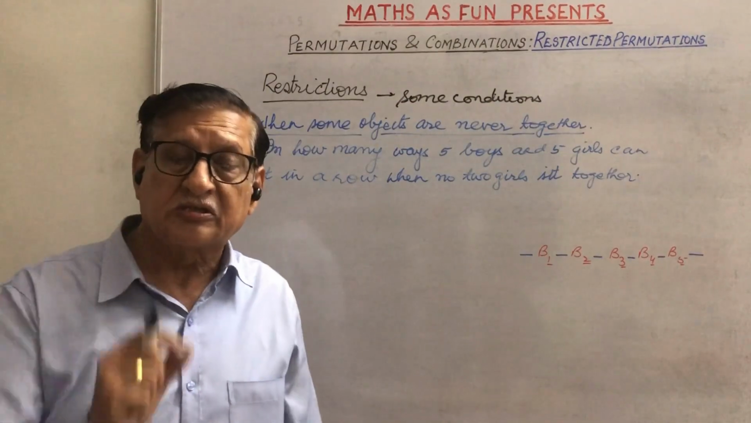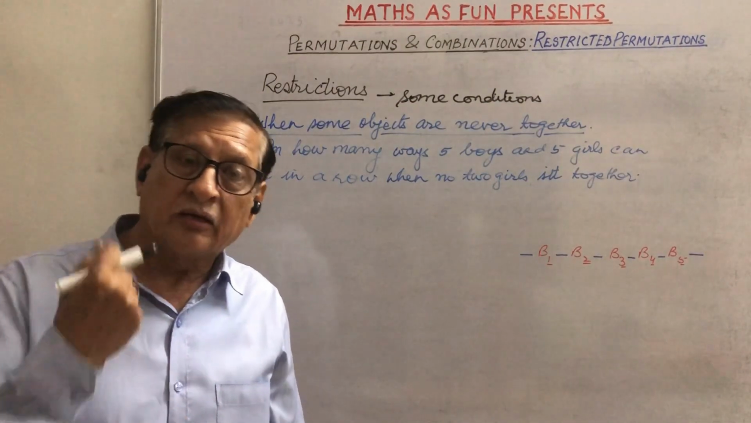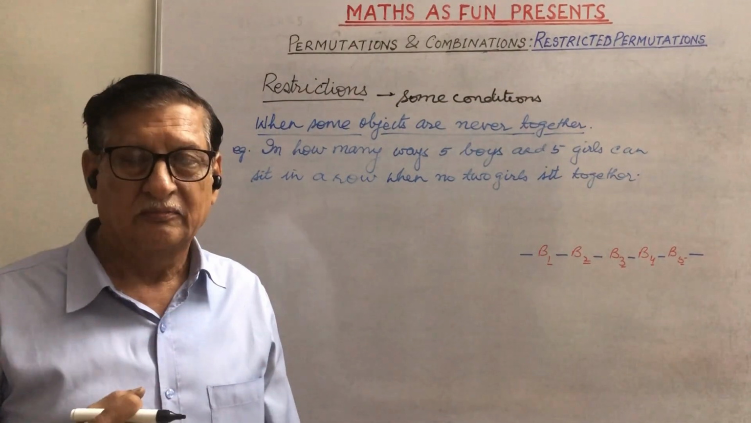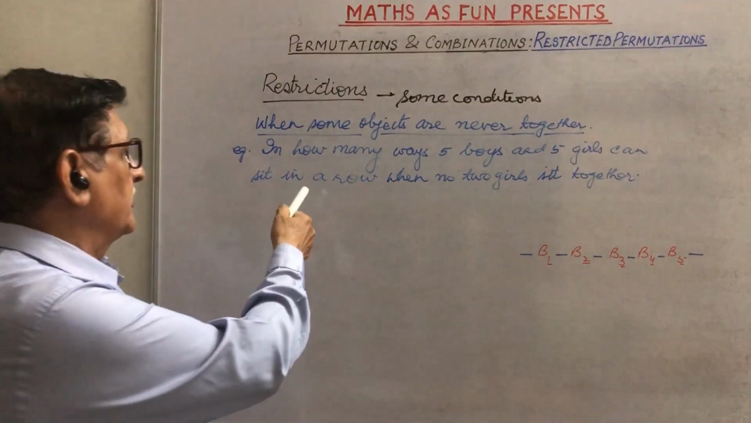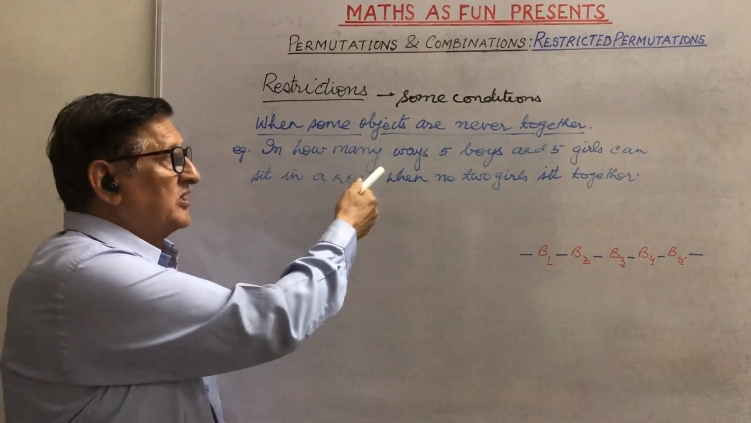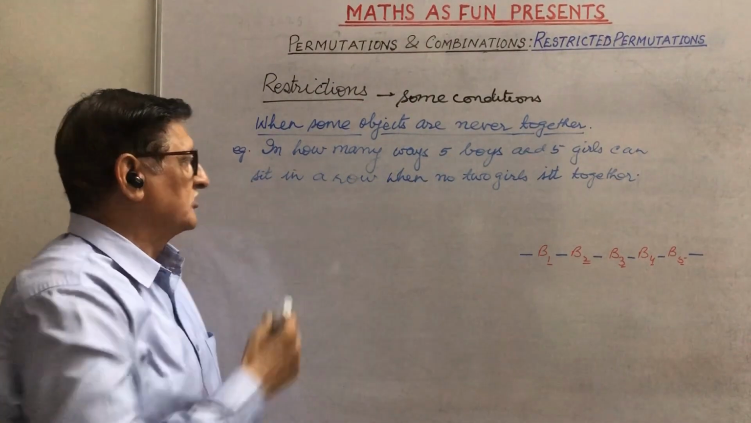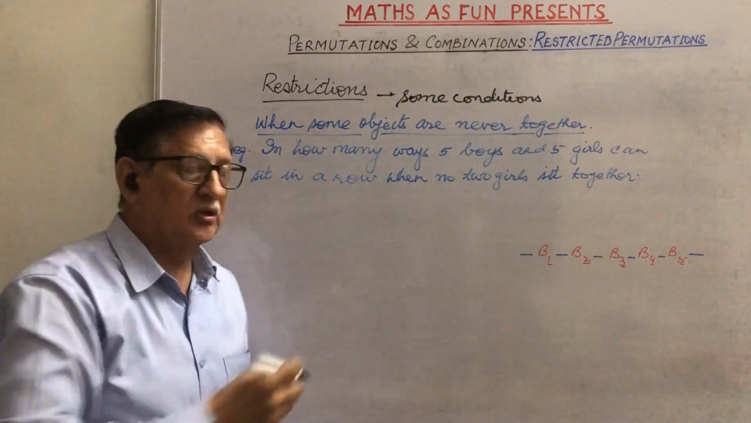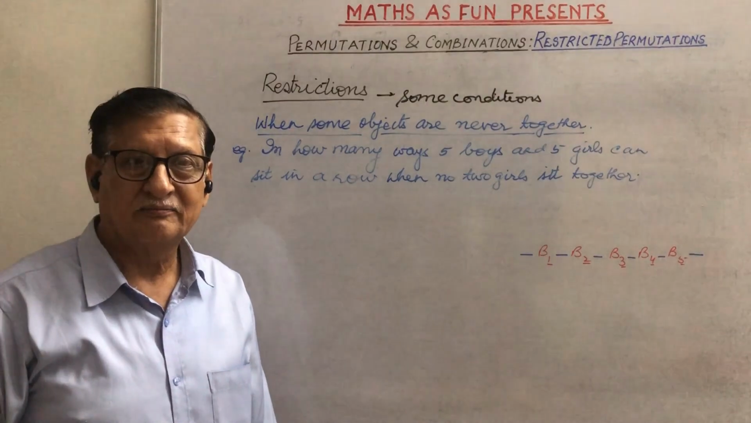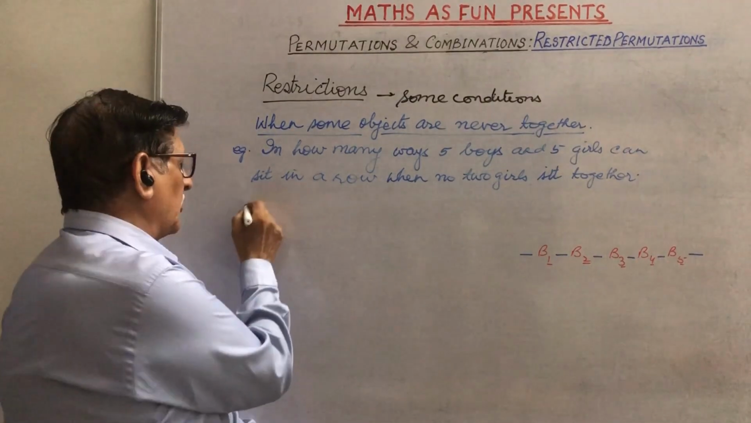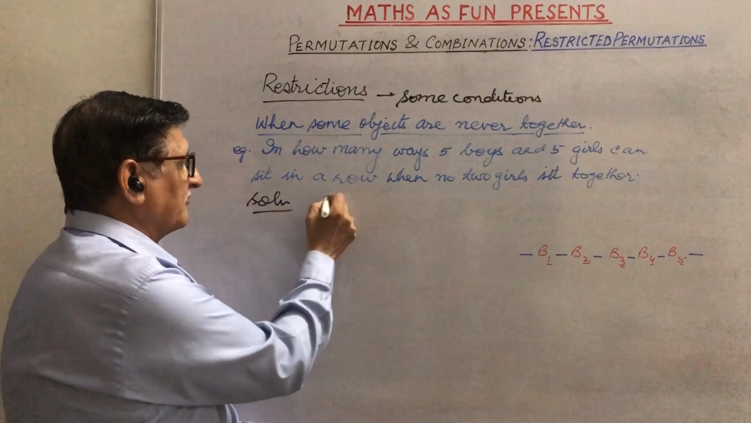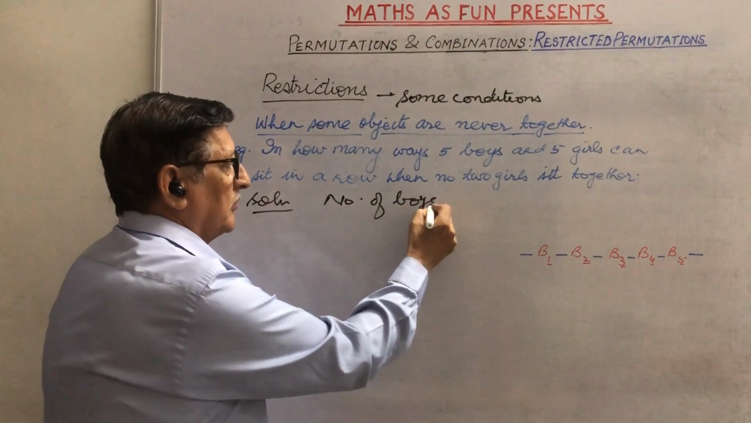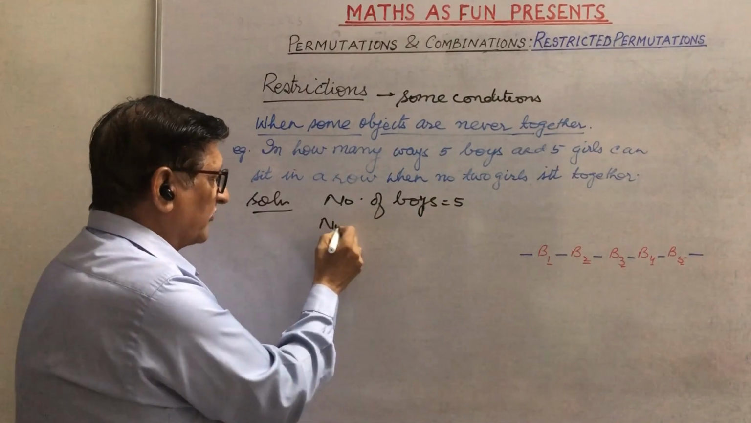The next restriction may be when some of the objects are never to be together. See, we have an example here. In how many ways can 5 boys and 5 girls sit in a row when no 2 girls sit together? In this type of problem, we have the number of boys 5, and the number of girls also 5.